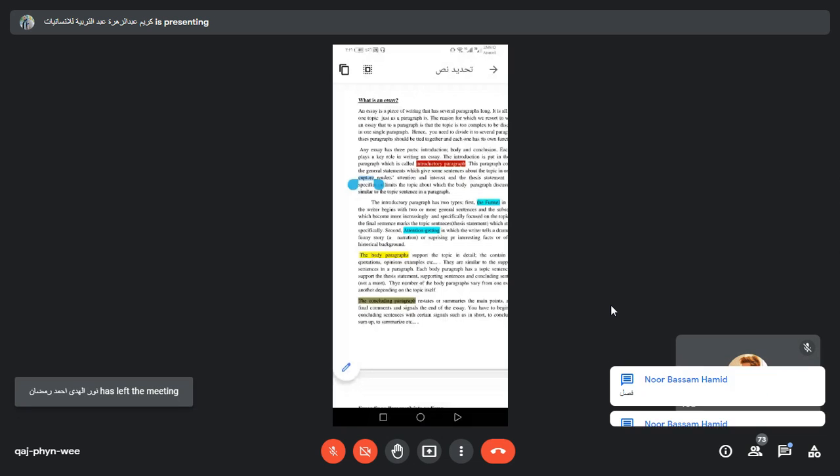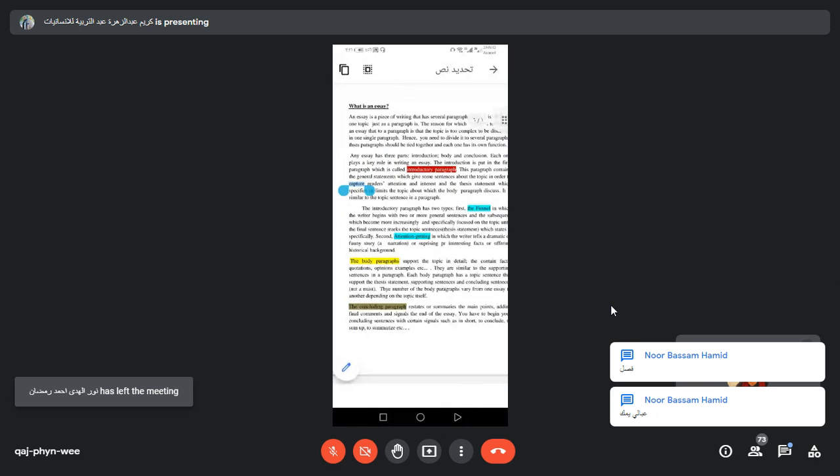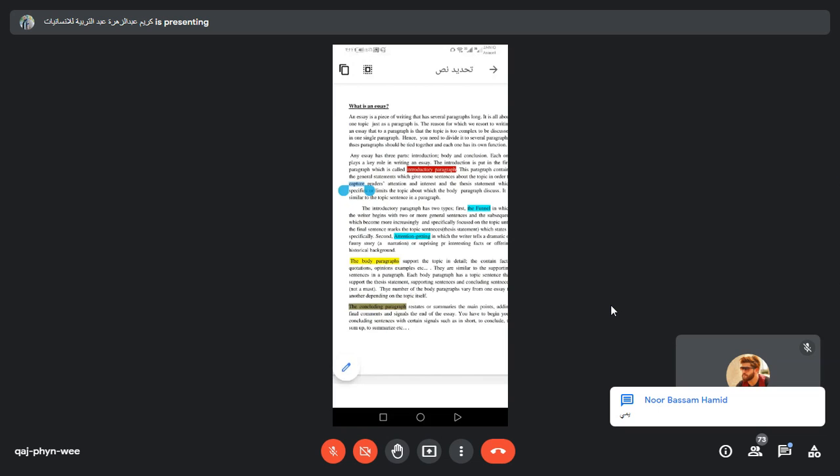In order to capture the readers' attention. Here, as the writer, you have to be skillful and articulate. Why? How to capture the readers' attention?